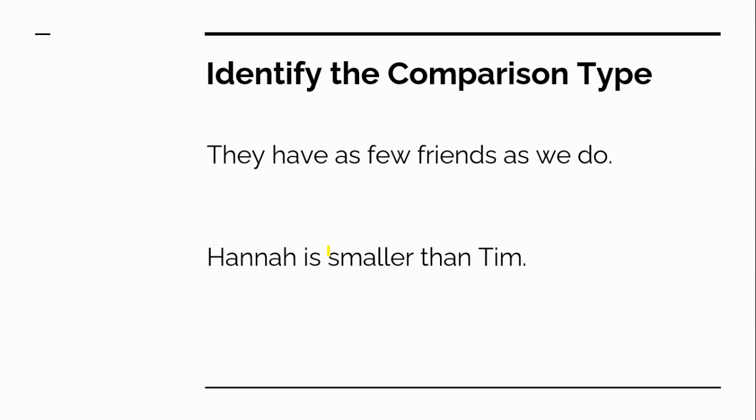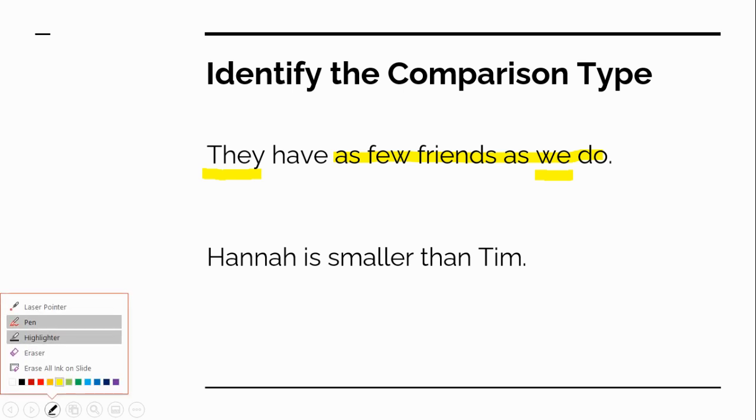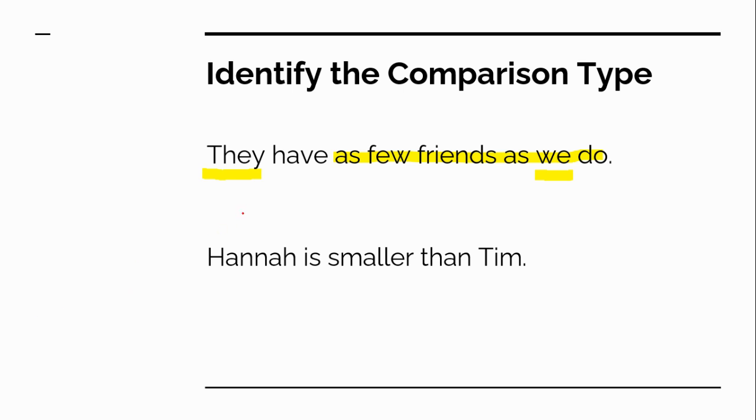All right, let's look at the answers. They have as few friends as we do. This means that we have the same amount of friends. Friends are what's being compared between they and we, meaning that this is an equality comparison. Let's get that written down so we don't forget it.